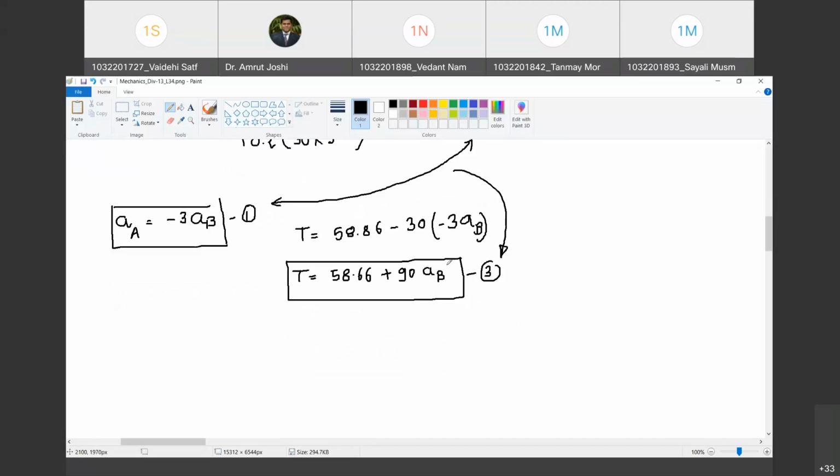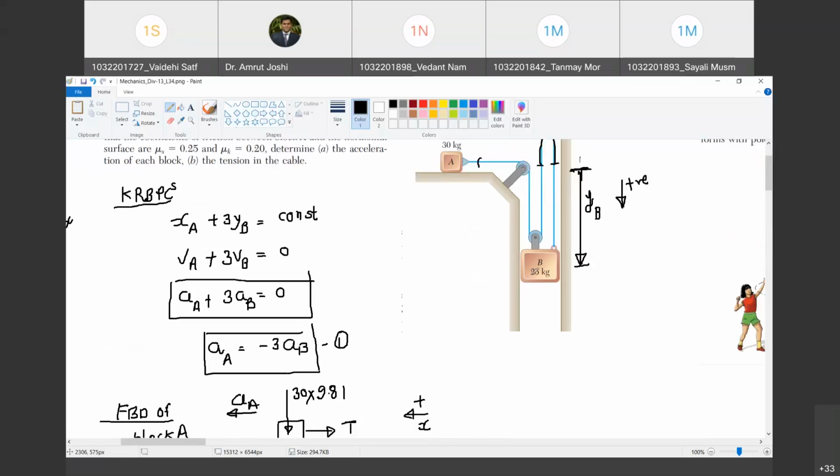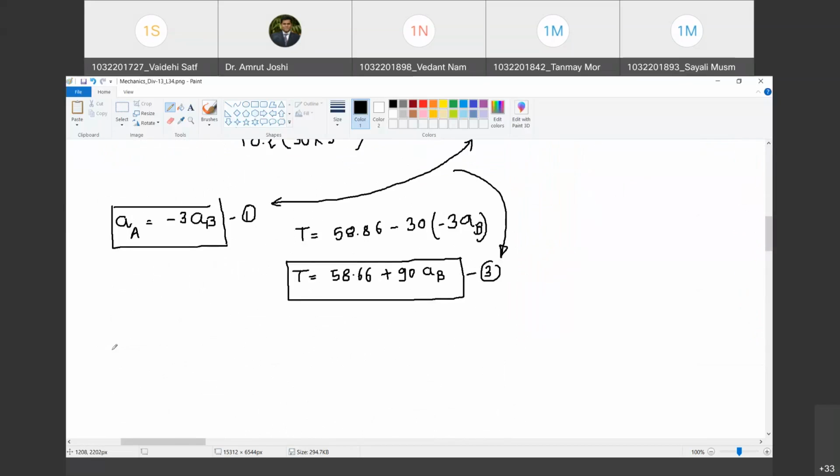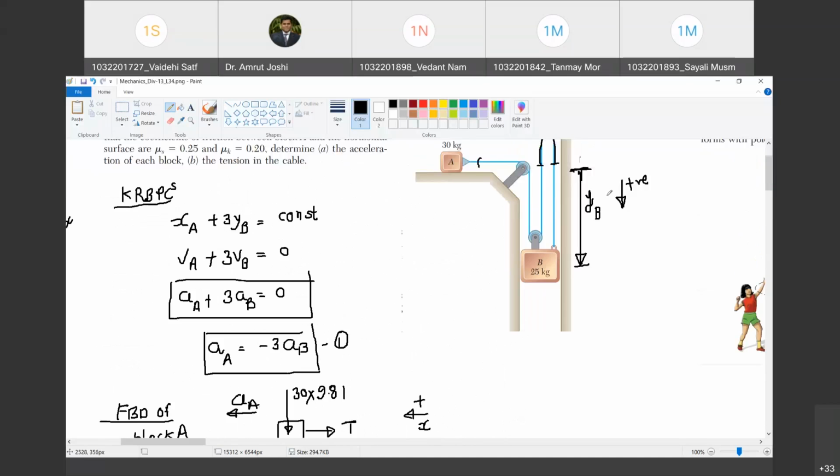Now in this equation there are two unknowns. We'll need one more equation. And how do I obtain that? By drawing the free body diagram of block B. How does the free body diagram of block B look? So, this is block B. Let us say it is accelerating in the positive y direction. Positive y direction is downward.